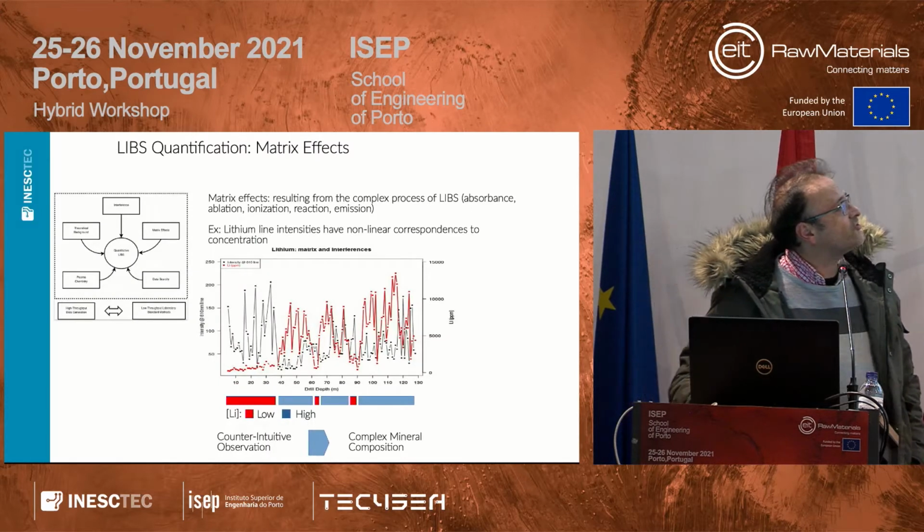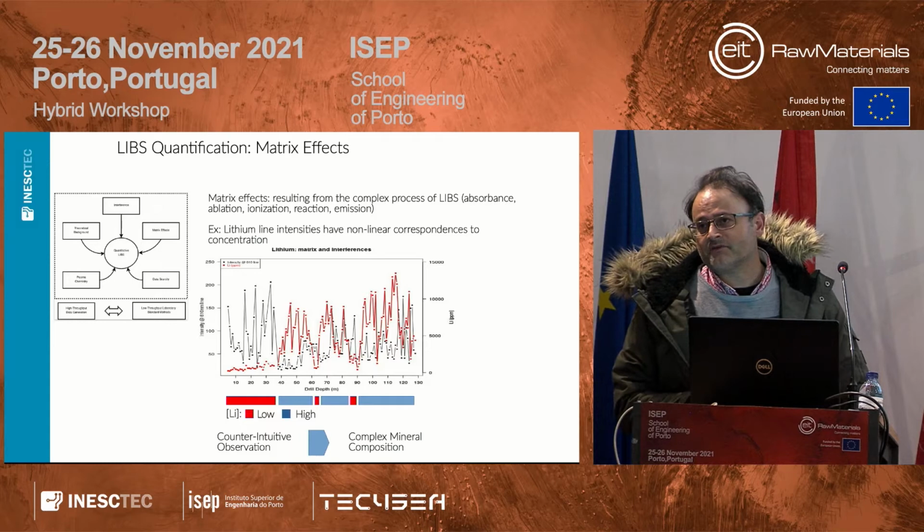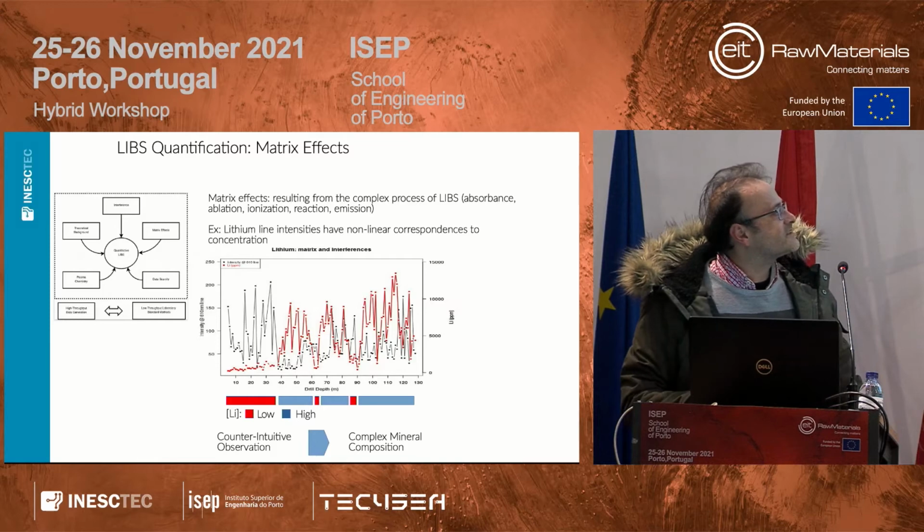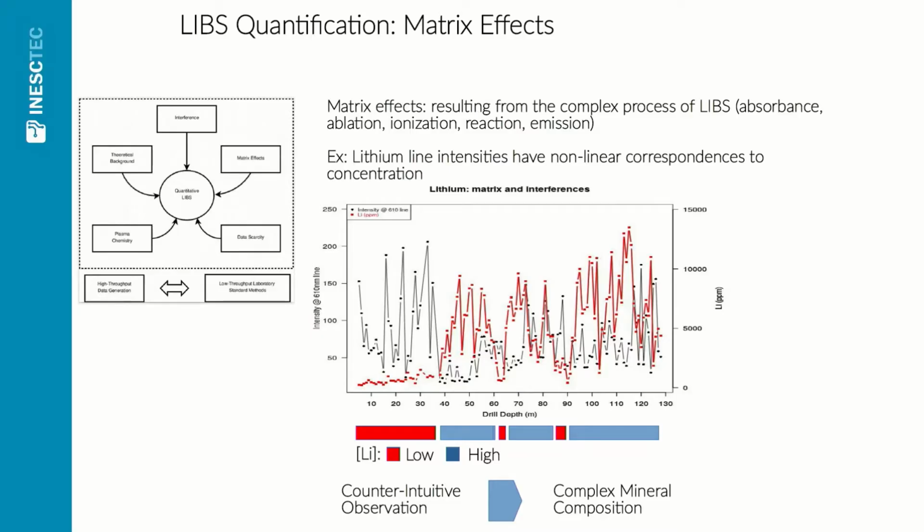For example, just to show you a counterintuitive example of how complex this is, from the lithium drill, you can see that although the first 40 meters of the drill have almost no lithium, the lithium lines are higher in this region than in the spodumene vein. And this is really counterintuitive. So how is it possible to have a higher intensity of lines with much lower quantities of lithium?